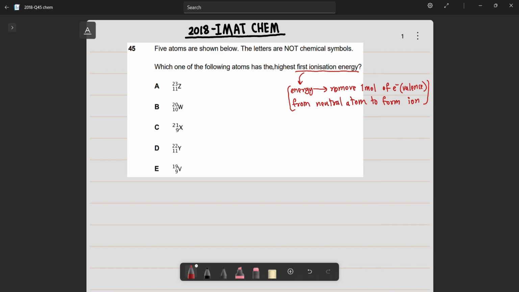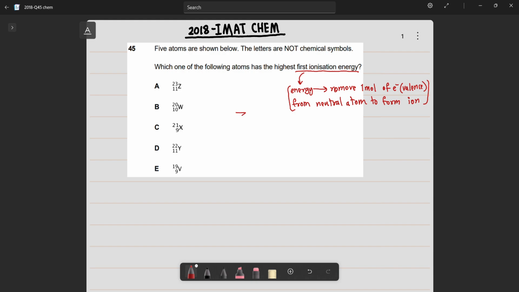Okay, so it explicitly mentions that these letters are not chemical symbols. So be careful, especially for option B, which mentions Z. Do not confuse it with zinc, because for zinc it is Zn. So none of these symbols mean anything. Before we solve this, we must also know what the diagram represents, what these numbers represent.